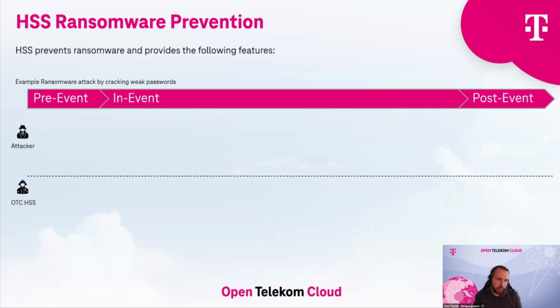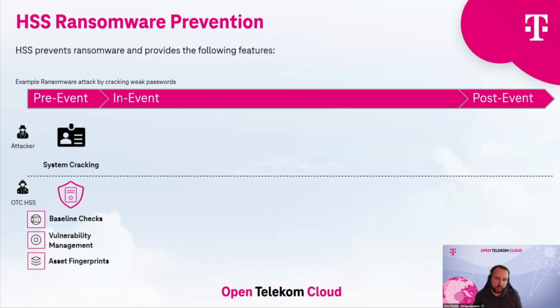So how does it work? Usually the first point is system cracking. So somebody wants to gain access to your machine. For example, he sees open ports, or he can scan your environment. And there we have, first of all, 3 defense points of view.